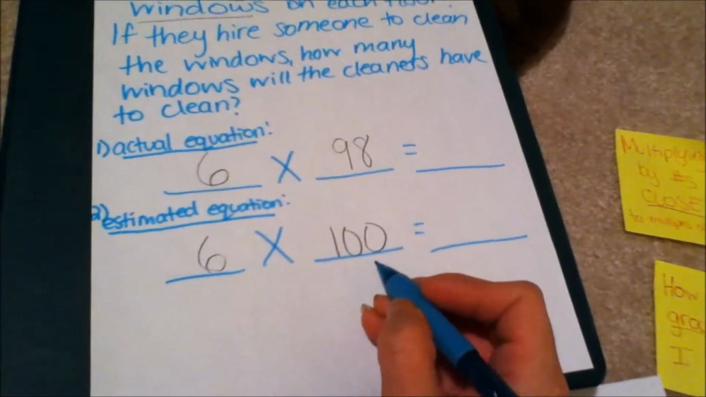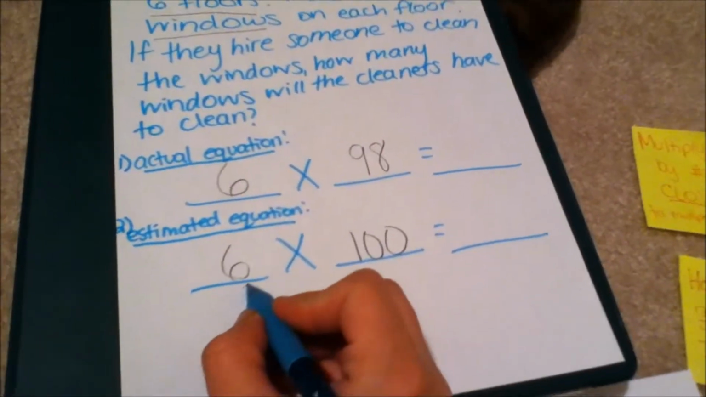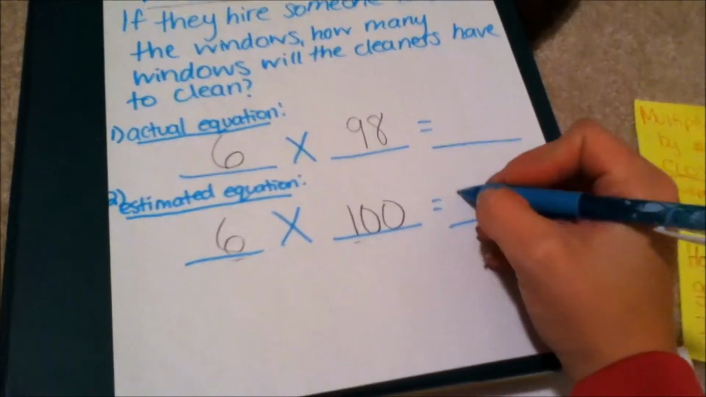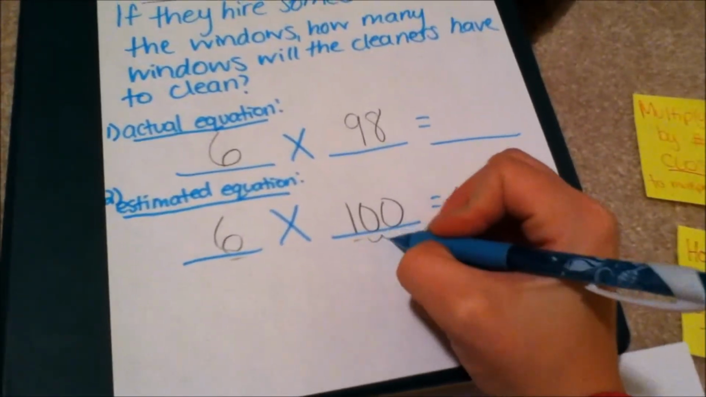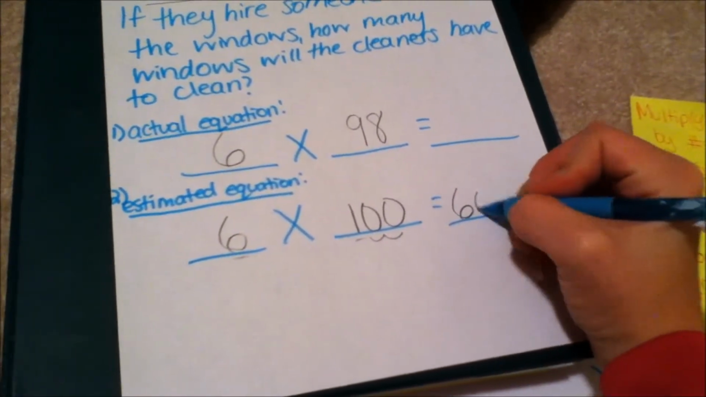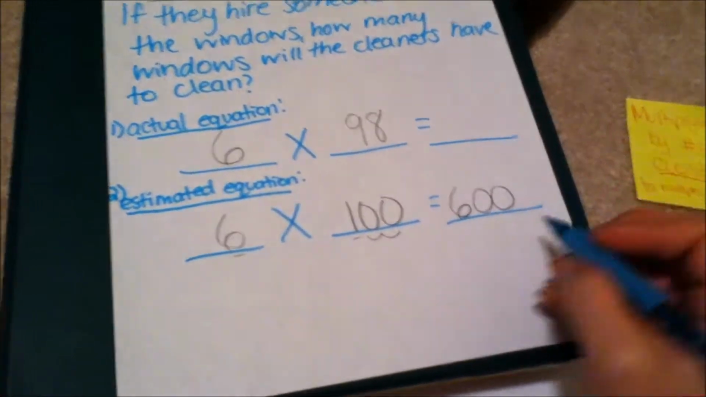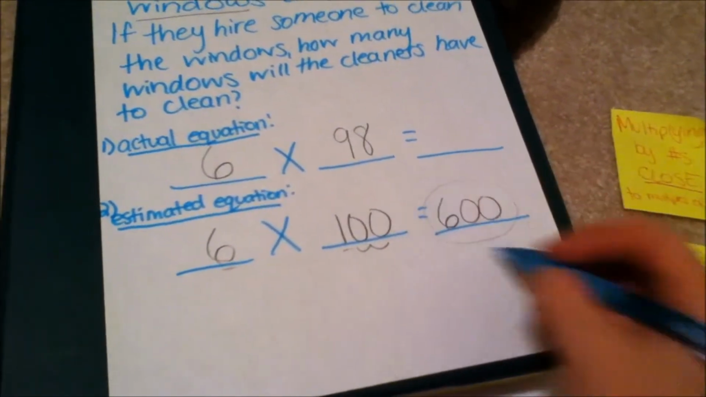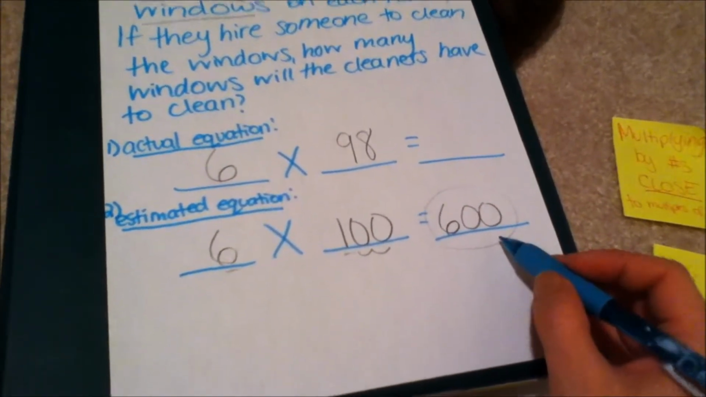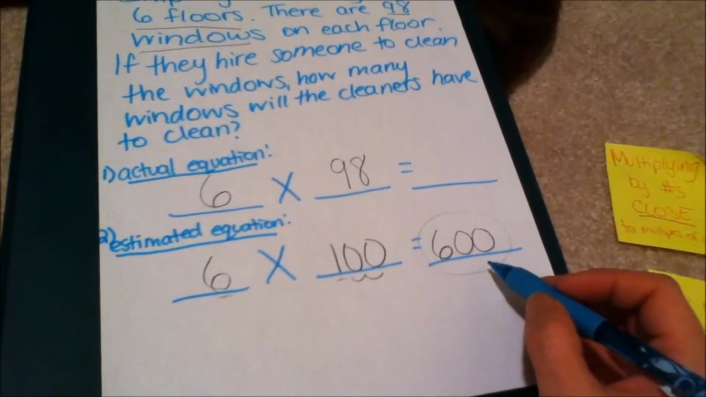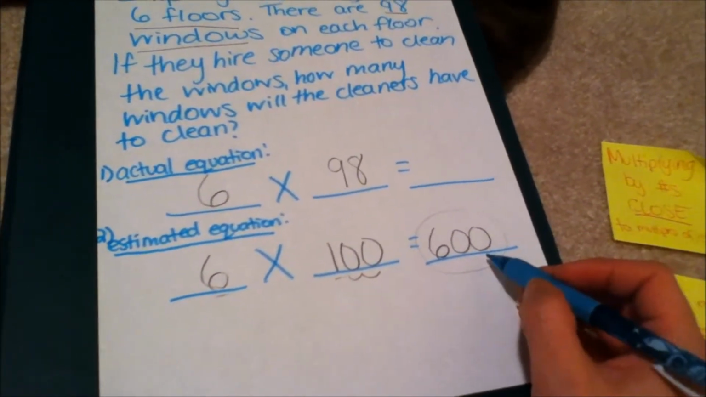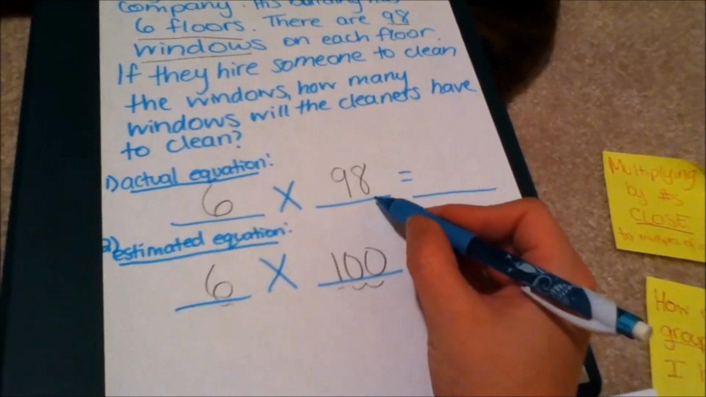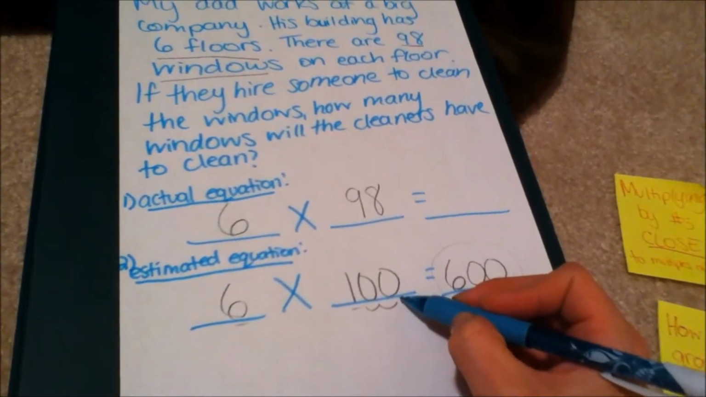And based on this, from our trick that we learned a few weeks ago, we know that we can do 6 times 1 equals 6, and then we add how many zeros? 2. So we know that our answer is going to be close to 600. But is there actually 600 windows? No, it's just close to 600. There's actually 98 windows. We estimated up.